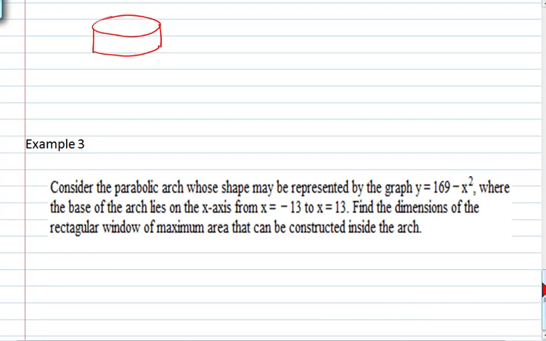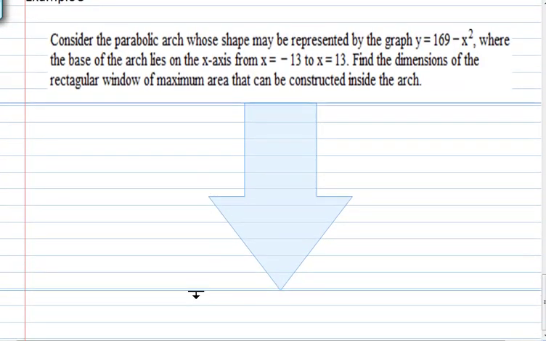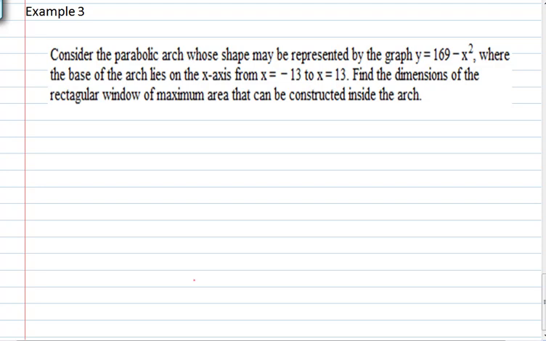Resume. Example 3. Consider the parabolic arch whose shape may be represented by the graph y equals 169 minus x squared, where the base of the arch lies on the x-axis from negative 13 to 13. Well, guess what? This is the equation of a circle centered at 0, 0 with a radius of 13. So we can draw our little grid right here, and we have our circle at 13. Let's call this 13.